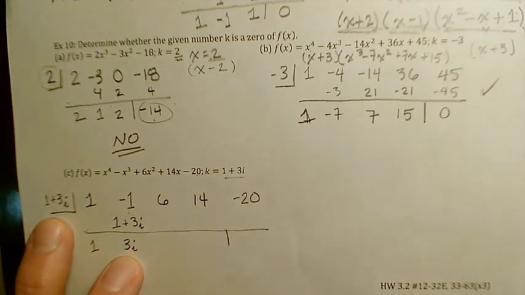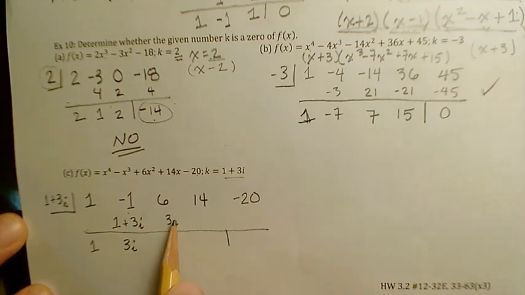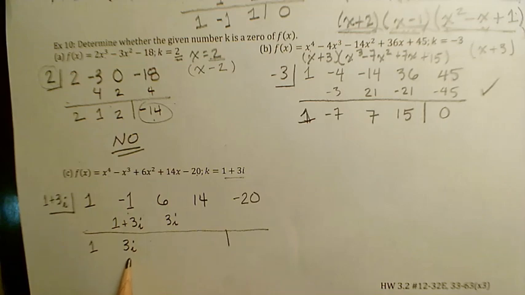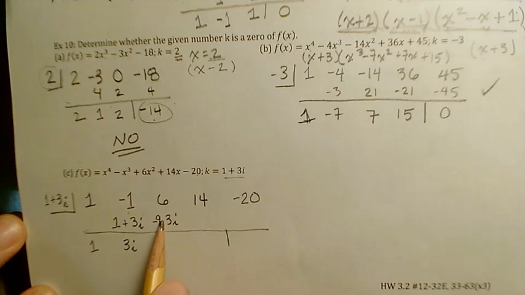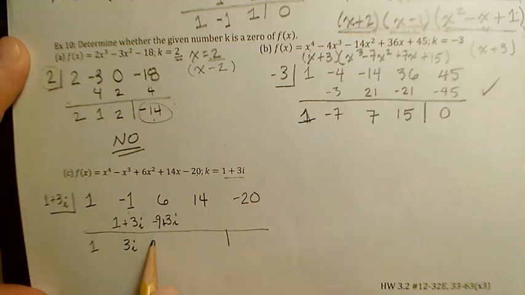I now multiply. When I multiply this number by this binomial, it's not really a binomial, it's a complex number, but it acts like a binomial. So we're going to multiply 1 by 3i, that will be 3i. And then when I multiply the 3i and the 3i, that's 9i squared, which is -9. So we have -9 plus 3i. Now when I add this, I get -3 plus 3i.